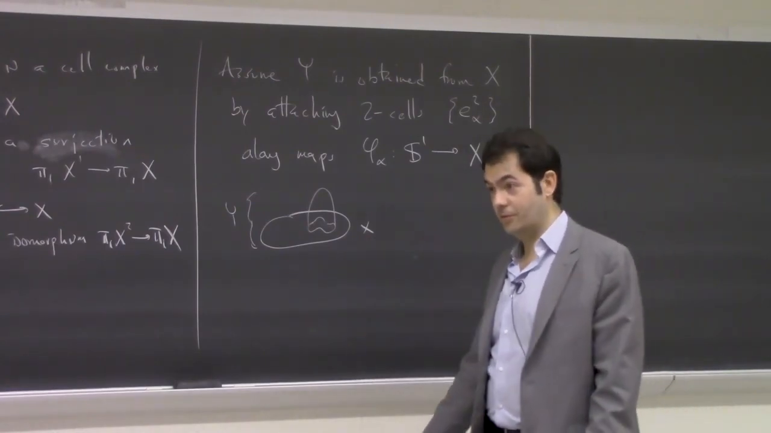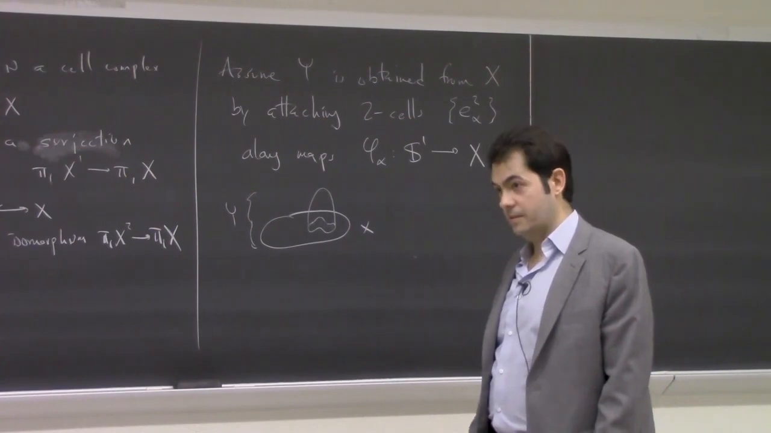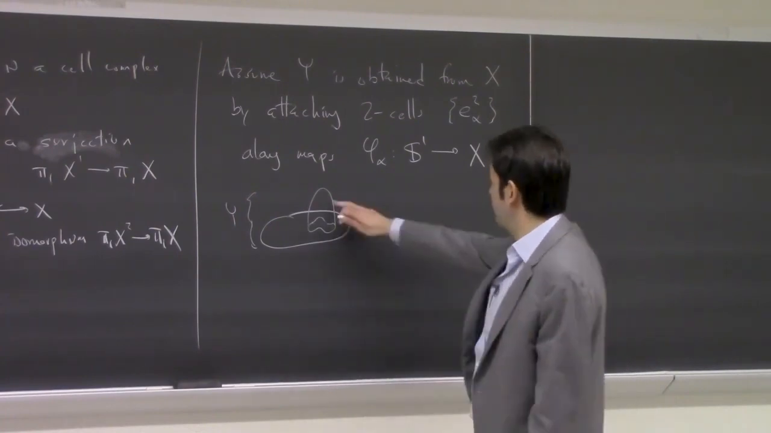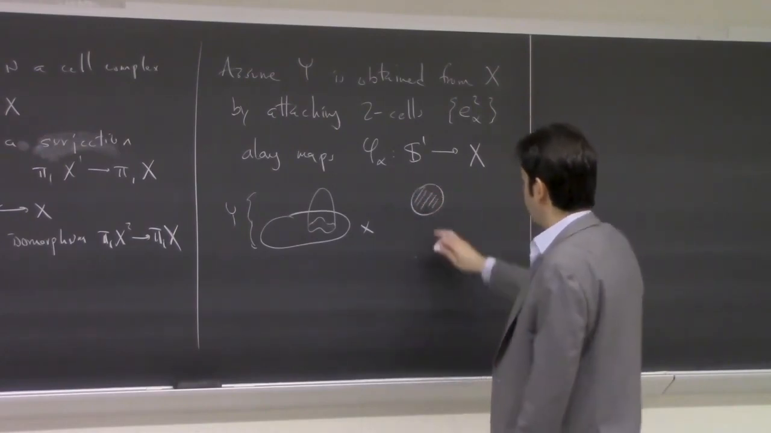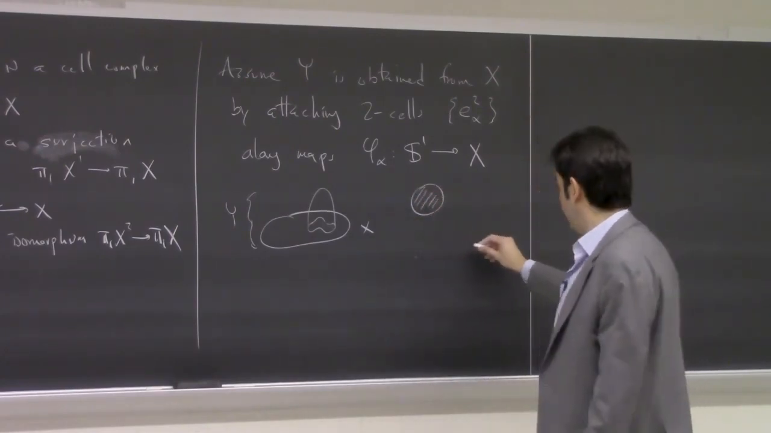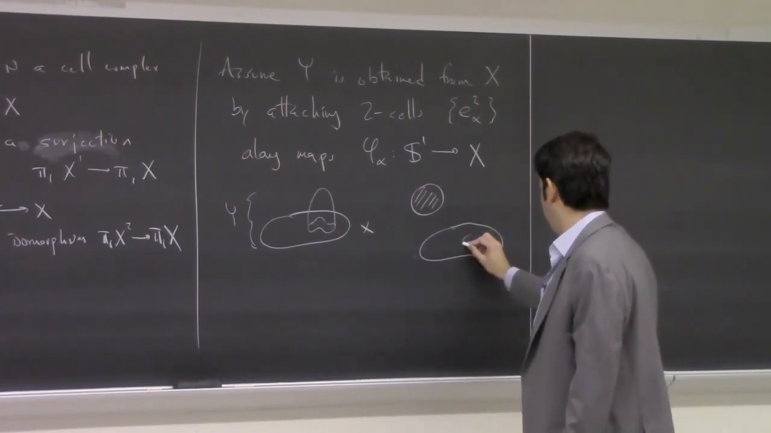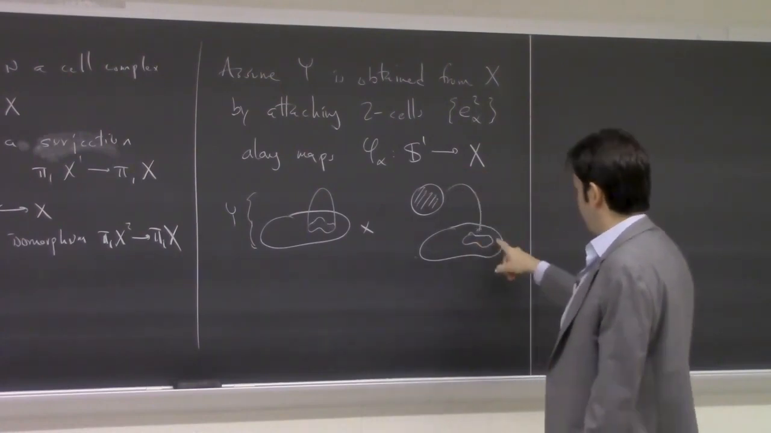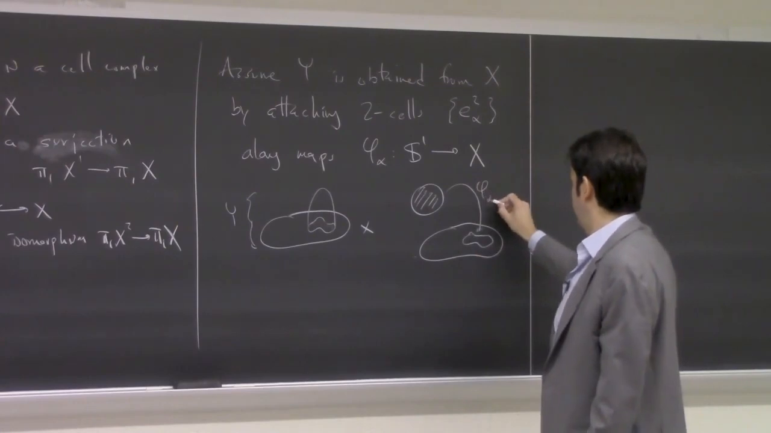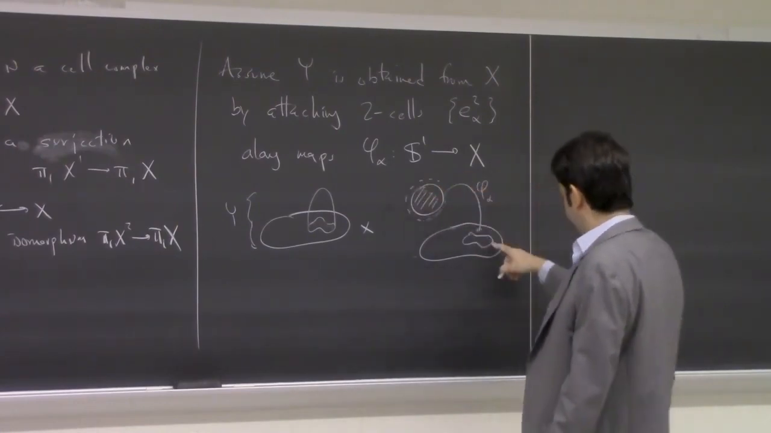Yes? I just want to make sure I understand what's going on in the picture. So the northern hemisphere, that's the 2-cell. That's right. So if you like, the 2-cell is just a disk, right? And then you have X, and phi alpha is the map that says take this boundary circle and map it to this loop. That's phi alpha from the circle, from the boundary, to here. Okay, thank you.